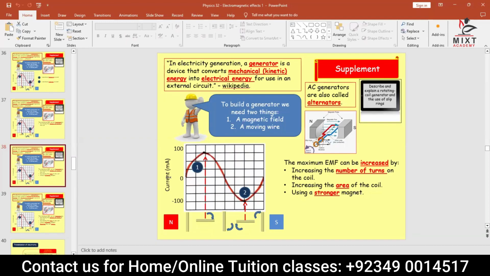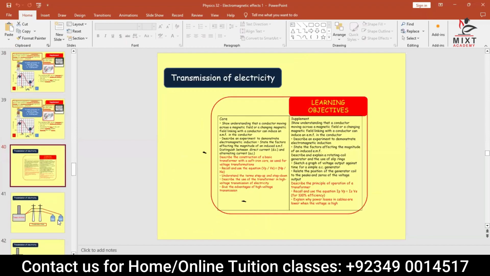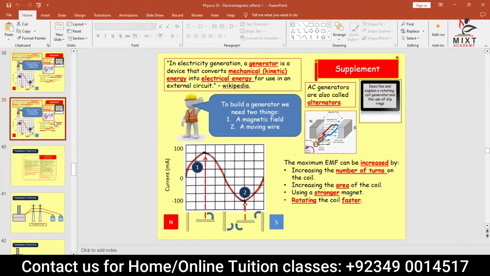See, what I'm saying is, once the value is reaching the maximum point, these are the things which can maximize the EMF. So how to do this? Increase the number of turns, increase the area of the coil, or use stronger magnets. Do the same and you will get the maximum magnetism or maximum voltage at output.